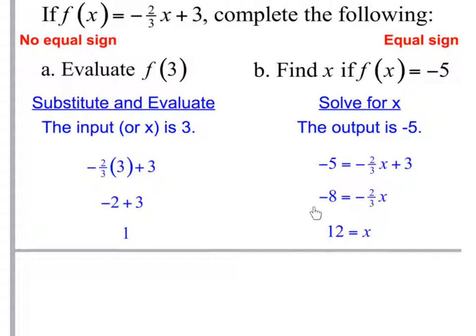We subtract 3 on each side and get -8 is equal to -2/3 x. We multiply both sides by 3 to get rid of the denominator. And then we go back and divide by -2. And we get x is equal to 12.